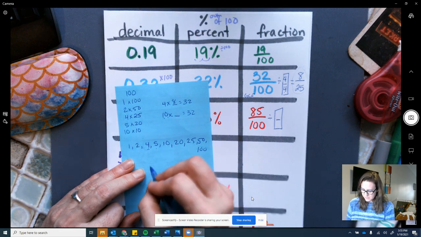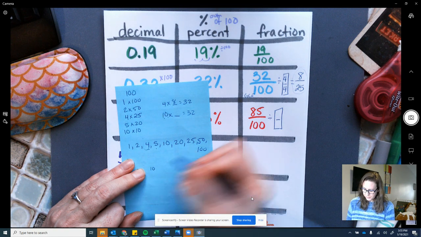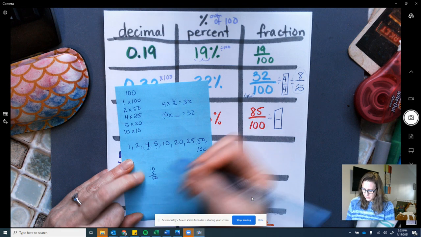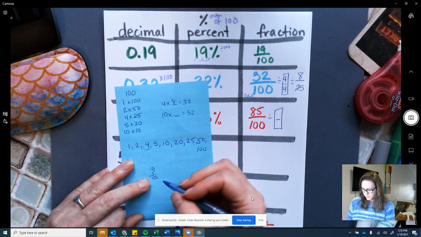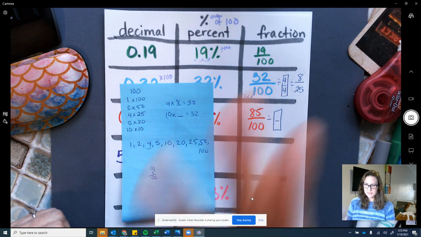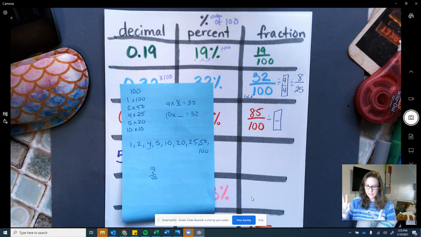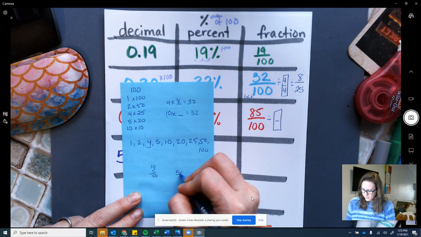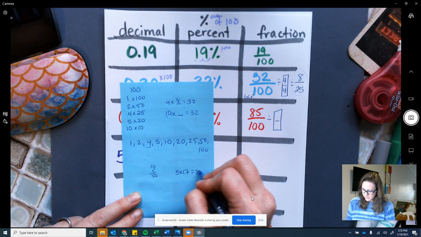Well, 5 times 10 is 50, but we want to get up to 85. So 50, 55, 60, 65, 70, 75, 80, 85. So it's 7 more. So 10 plus 7 is 17. So 5 times 17 equals 85.